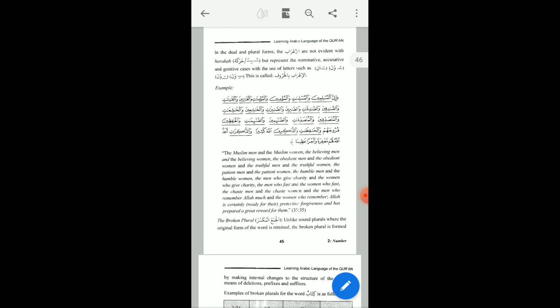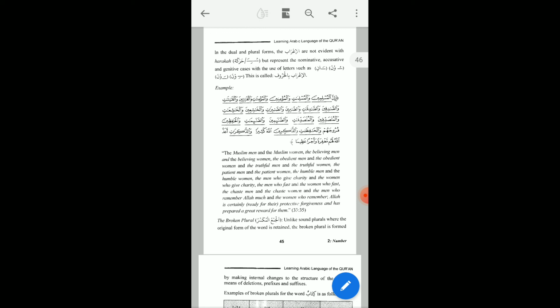Wal khashi'ina. See the i'rab bil huruf. It was khashi'un. It means one who is humble, who is just to the ground, isn't it? Who is just soil, I would say. Khashi'un. Now it becomes khashi'ina. We have added ye and noon. It means it's masculine plural.